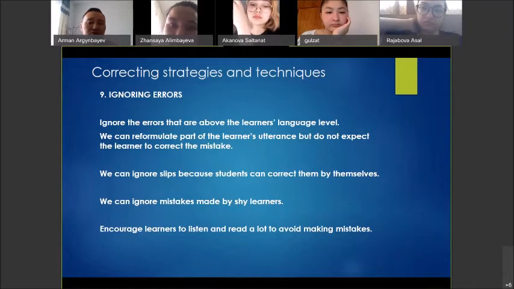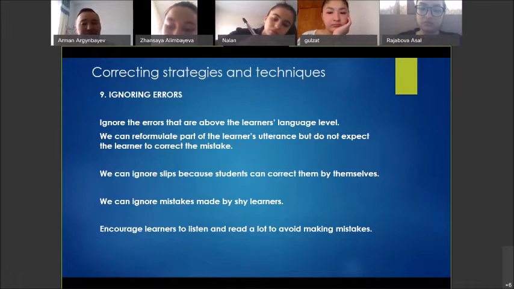Like, we should say it this way. But you don't have to explain. Because if you keep explaining, they might not understand. And students might be confused. So just ignore it. Reformulate, say the correct version, and continue. Slips, yeah. Sometimes you don't mention the slips. You don't have to correct them.